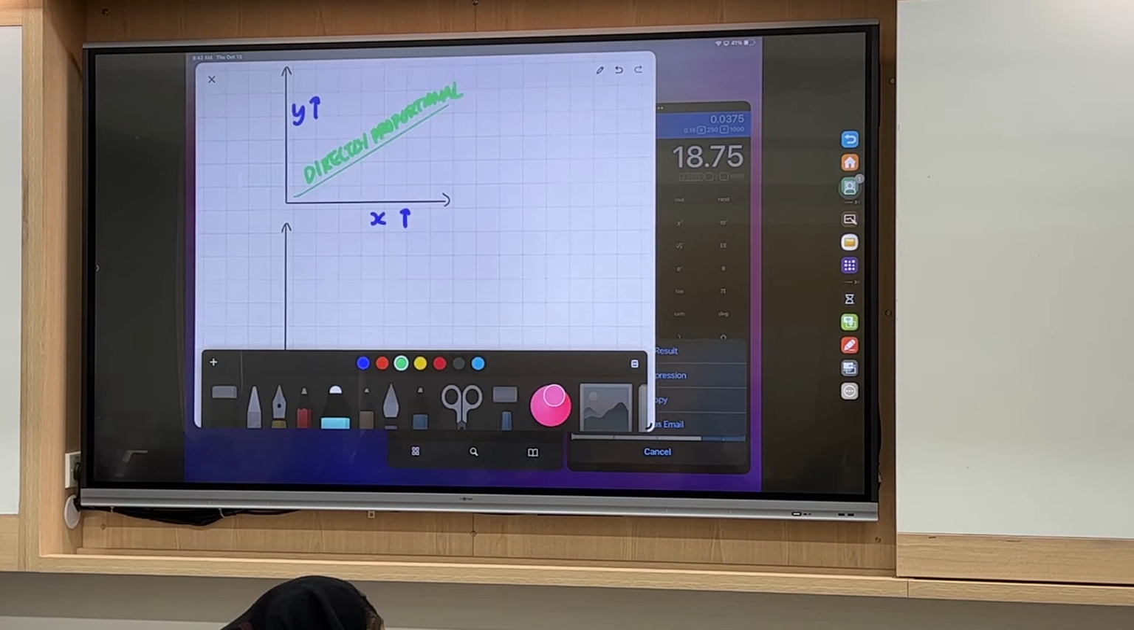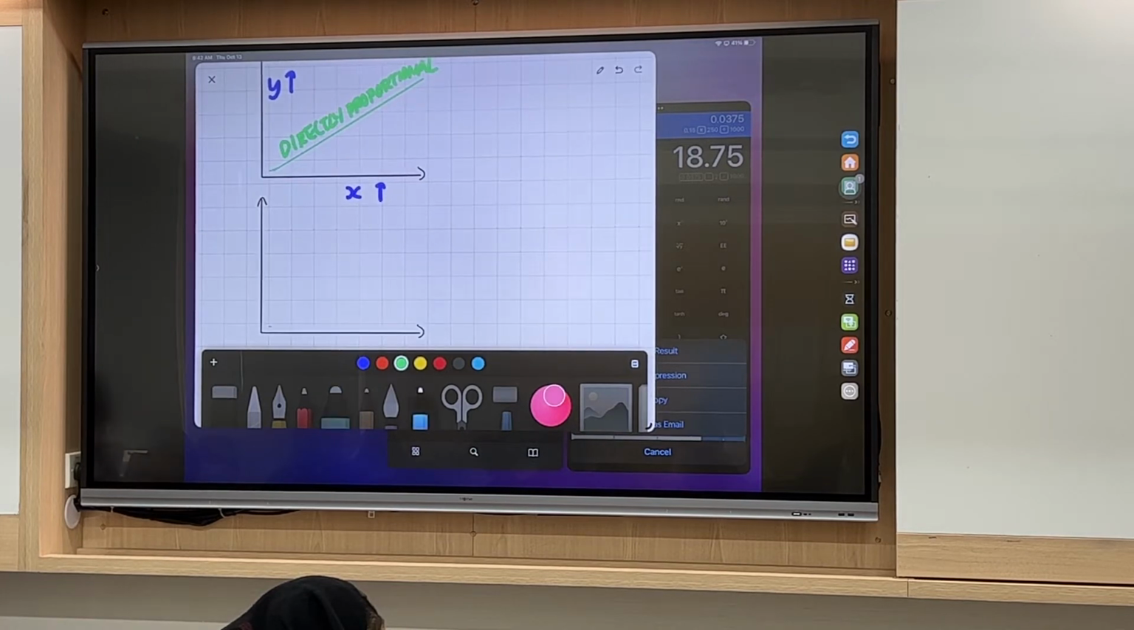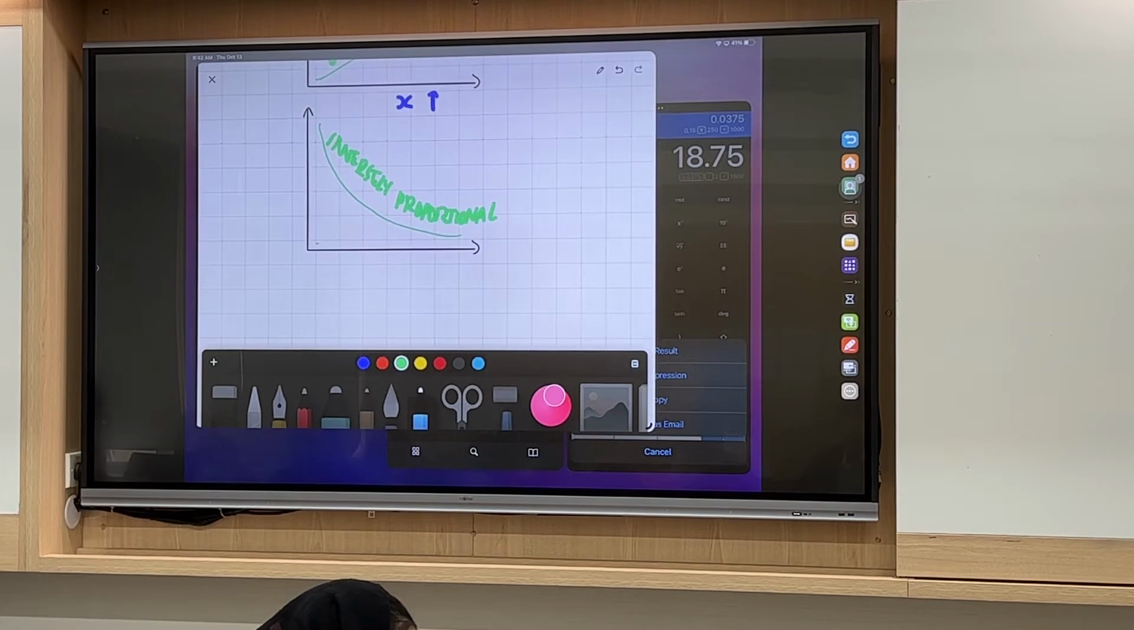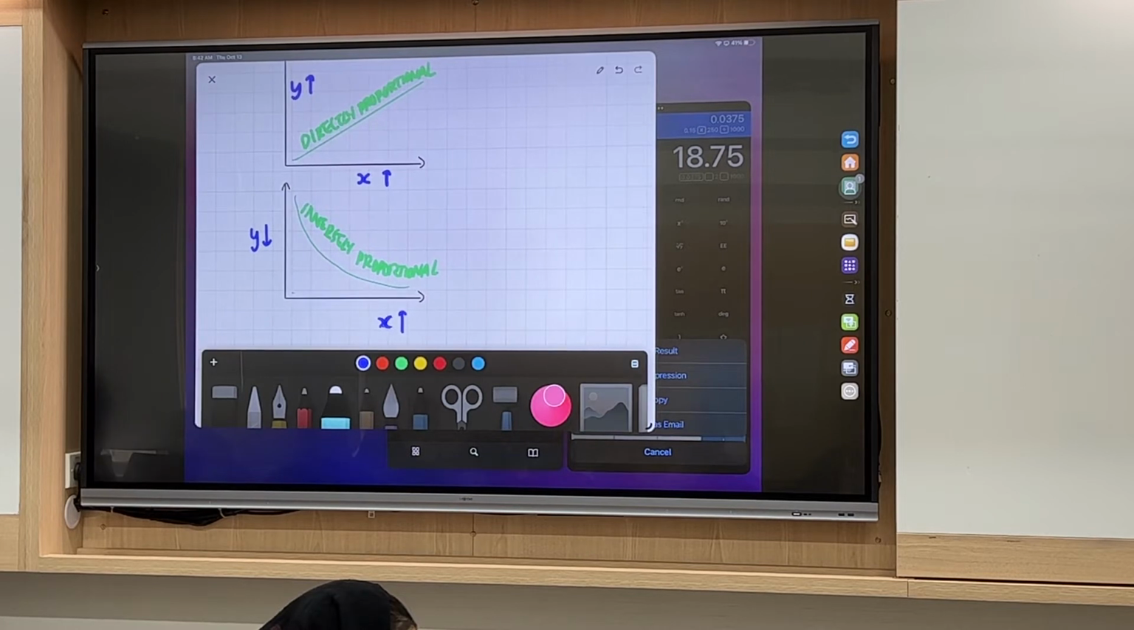But then there are relationships that don't have this shape, like this one. So we call this an inversely proportional relationship. How do you know you have an inversely proportional relationship? When x increases, you see the value of y will just decrease as you continue to increase the value of x. It goes down rather than going up. So this is an inversely proportional relationship.